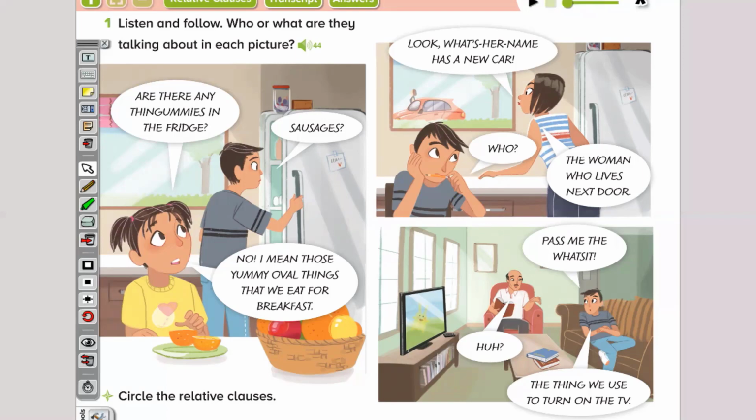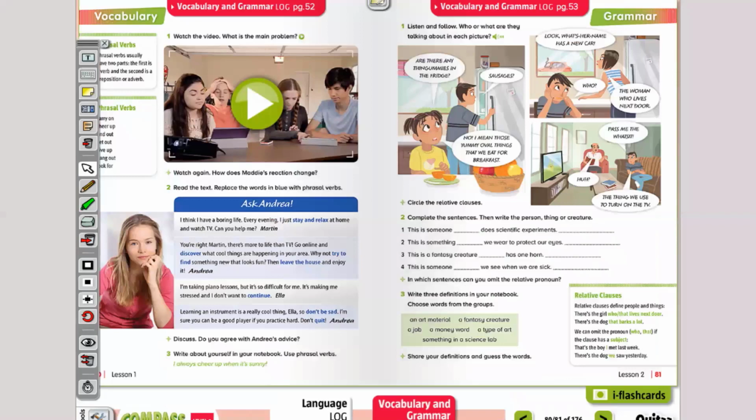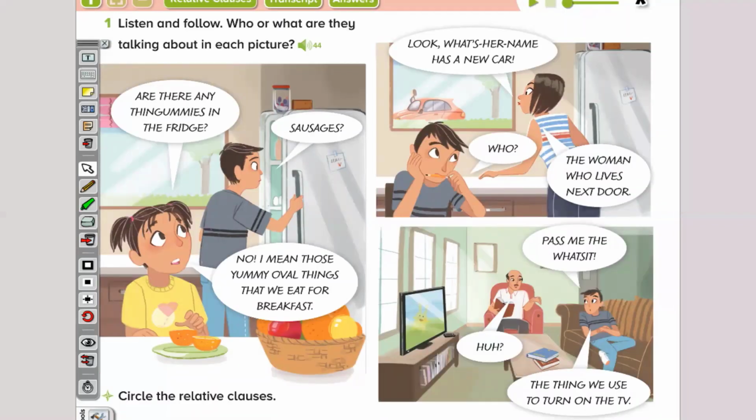Okay, as you see in every picture, they used relative clauses. They ask us to circle the relative clauses. Let's circle the relative clauses. Are there any thingamies in the fridge? Do we have a relative clause here? No. And what about, I mean those yummy oval things that we eat for breakfast? Yes, here we have got a relative clause. Those yummy oval things, and they give a definition: that we eat for breakfast.